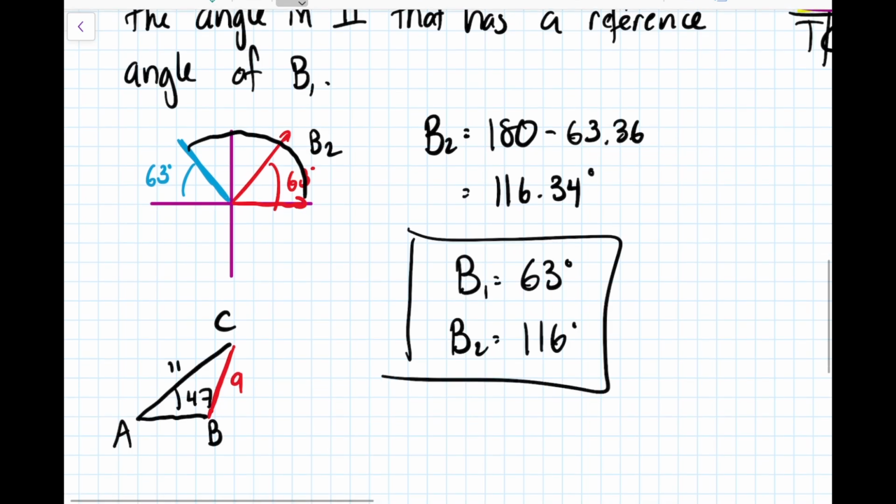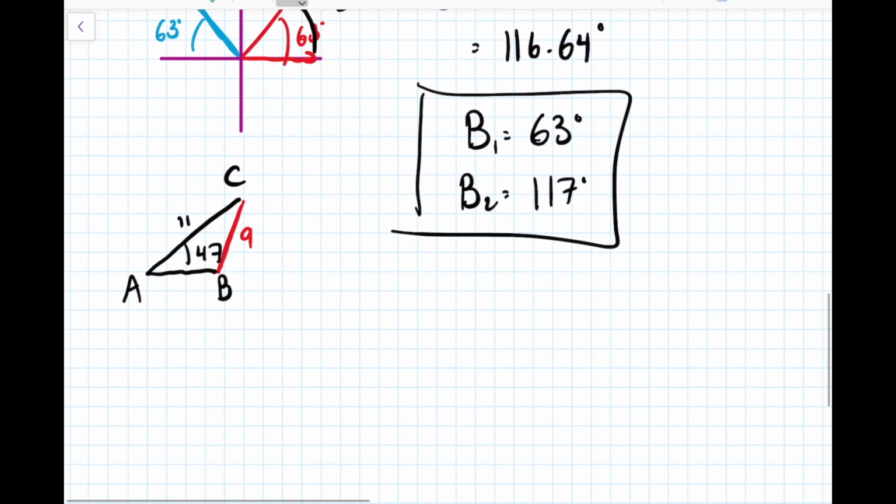Oh, hey, I made a small mistake with my writing down earlier. That shouldn't have been 116.34. That actually should have been 116.64. So let's fix that real quick. And then this should have rounded to 117. So sorry about that. I do make mistakes.